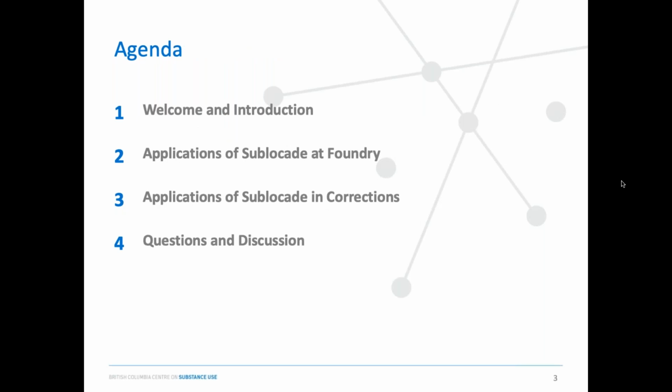So here's our agenda today. We're going to spend just a couple minutes on the welcome and introduction, but then we're going to dive right in. We're going to be talking about some applications that have been used in Foundry and some of the youth populations. And then we're going to spend the back half of this presentation talking about applications of Sublocade in correctional facilities and their lessons learned.